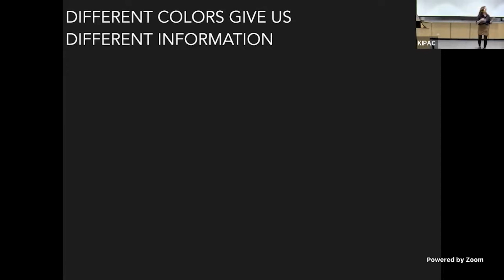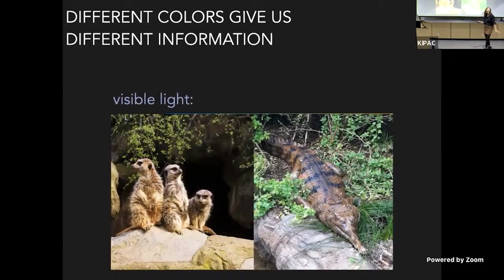And then there's another reason that we want to look at the infrared, and that's because different colors of light actually give us different information about the galaxy. As an example, that's not a galaxy example. This is a visible light picture of some very cute animals. This is the light that would hit your eyes if you went to the zoo.